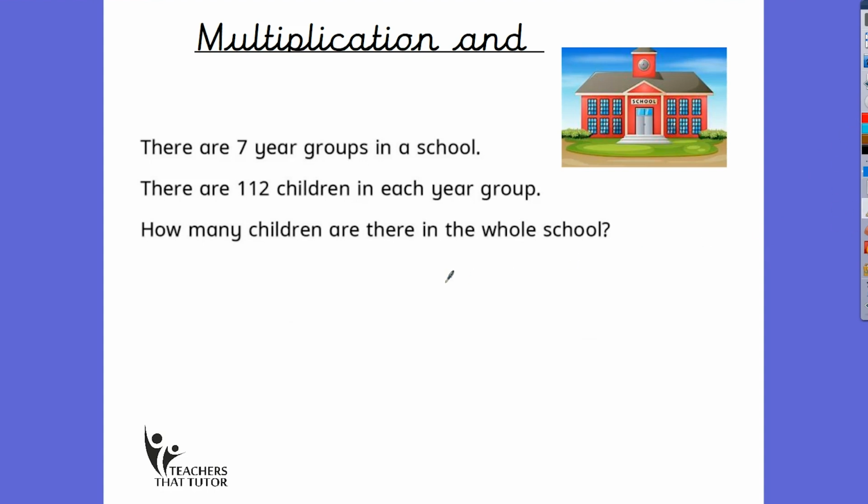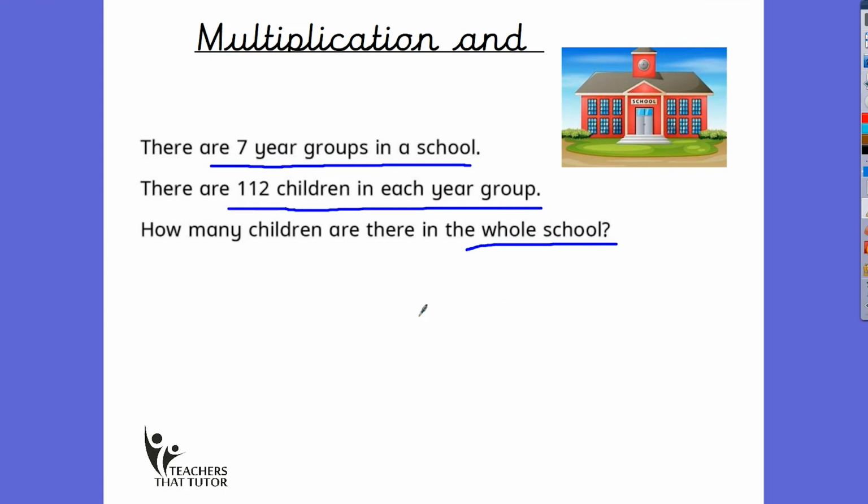So then the children might be asked in their class to try and apply their learning, their multiplication, to a problem. Okay, here you can see there are 7 year groups in a school. So our important information, we've got 7 year groups. There are 112 children in each year group. How many children are there in the whole school?